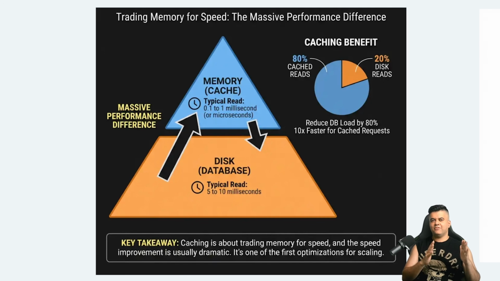So if you can cache even 80% of your reads, you can reduce your database load by 80% and make your application 10x faster for those cached requests. And this is why caching is one of the first optimizations that you add when you need to scale a system. Now, don't worry if all of this is completely new to you. What you need to take away from all this up until now is caching is about trading memory for speed. And the speed improvement is actually usually very dramatic.